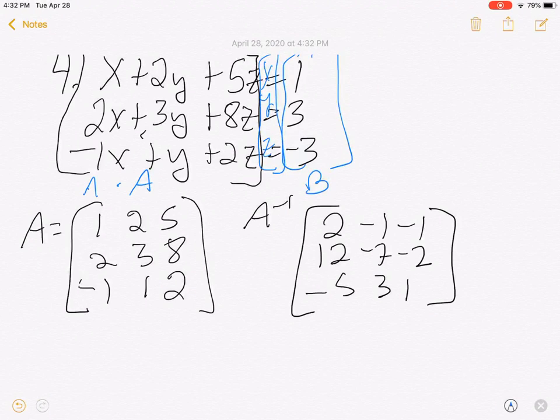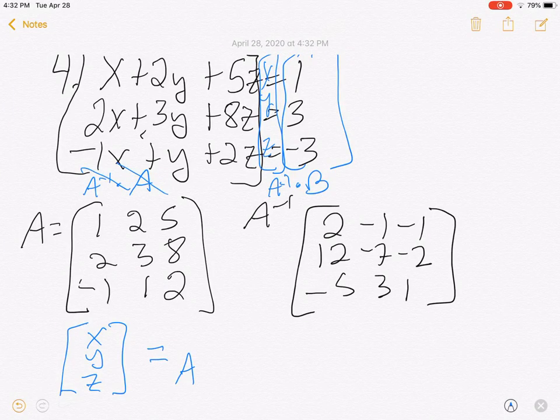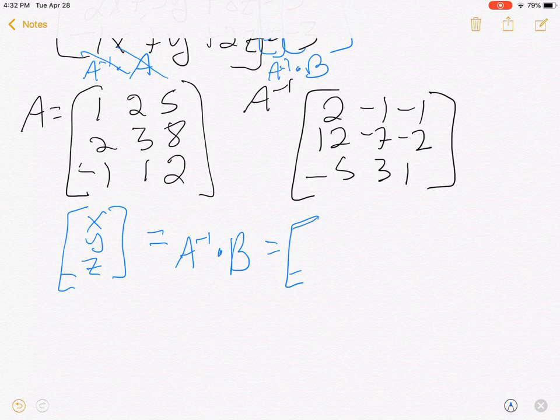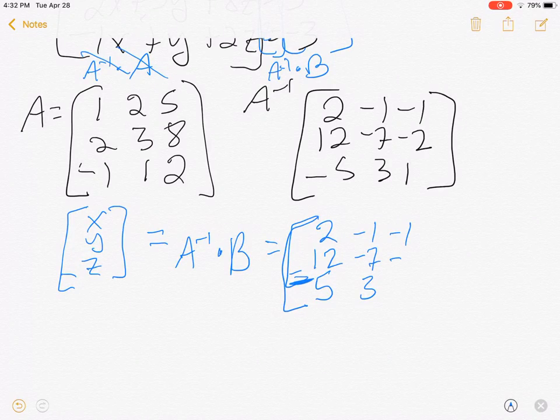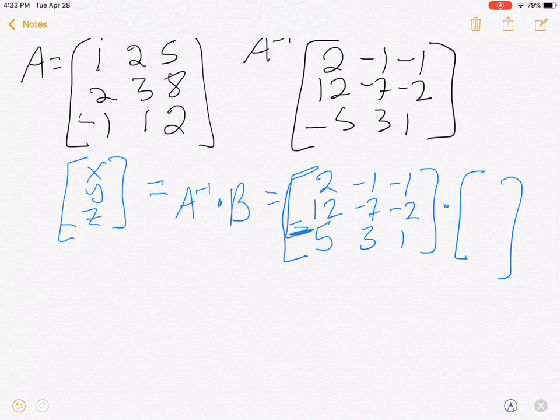So to get rid of A, we need to multiply by its inverse. Now remember, matrix multiplication is not commutative, so if we multiplied by the inverse over here, these would cancel each other, leaving us with just X, Y, and Z. And that would give us A inverse times B. So that's the same thing as 2, 12, negative 5, negative 1, negative 7, 3, negative 1, negative 2, 1, times 1, 3, negative 3.